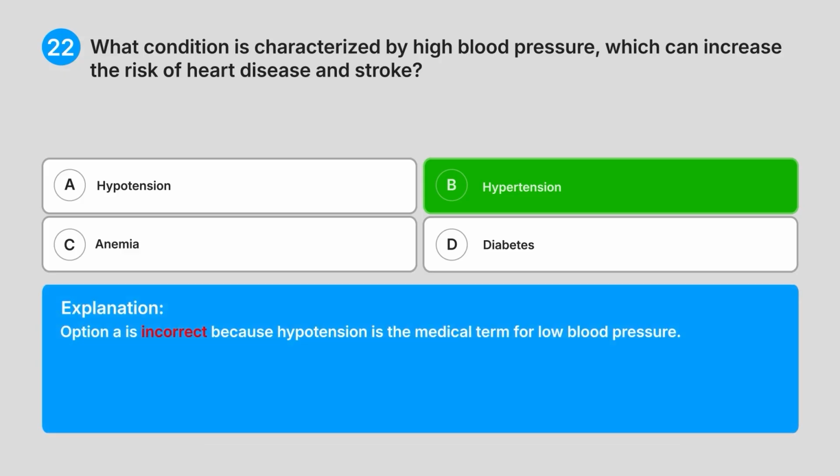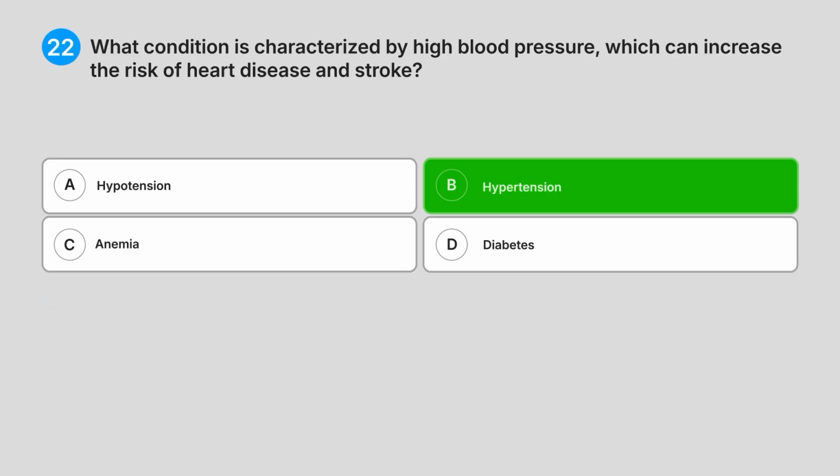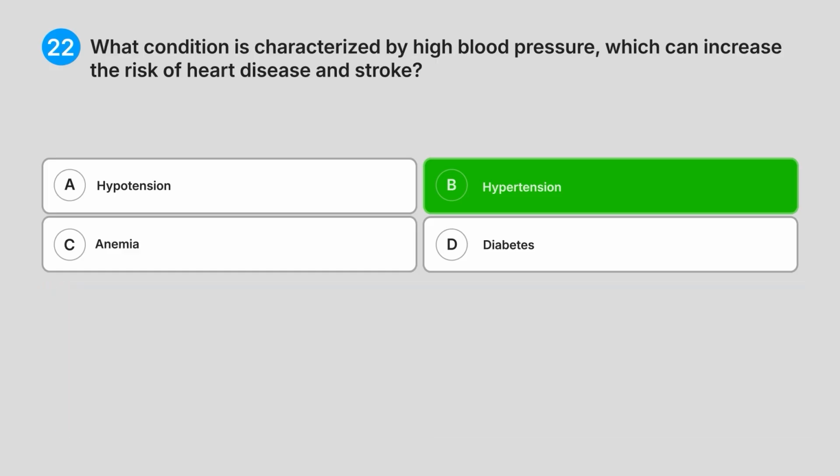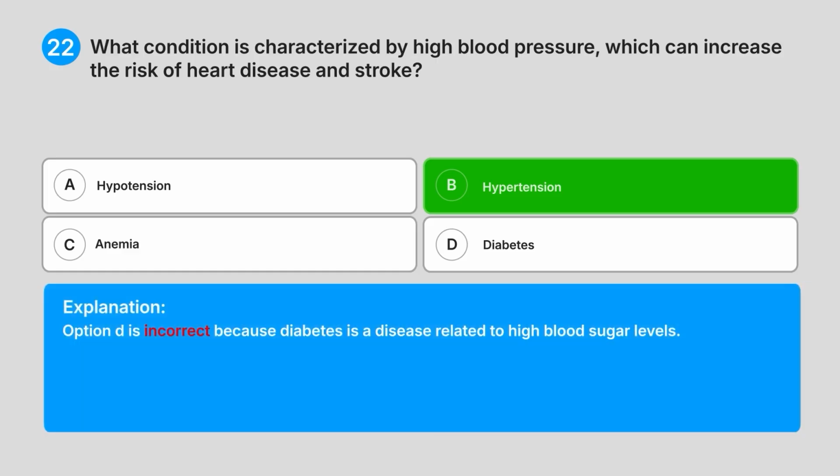Option A is incorrect because hypertension is the medical term for low blood pressure. Option C is incorrect because anemia is a condition characterized by a lack of healthy red blood cells to carry adequate oxygen to the body's tissues. Option D is incorrect because diabetes is a disease related to high blood sugar levels.